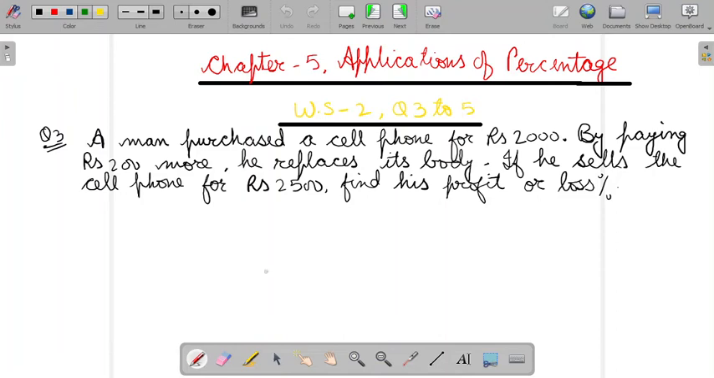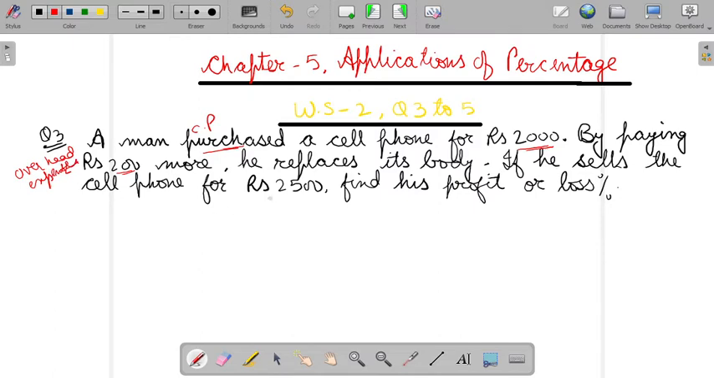Hello everyone. Now question number 3. Question 3 is a man purchased a cell phone for rupees 2000. So purchased, so this would be cost price. By paying 200 rupees more, he repairs his phone. So what does this 200 mean? This is overhead expenses.